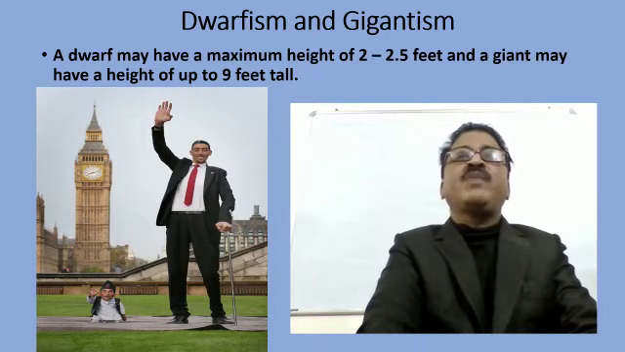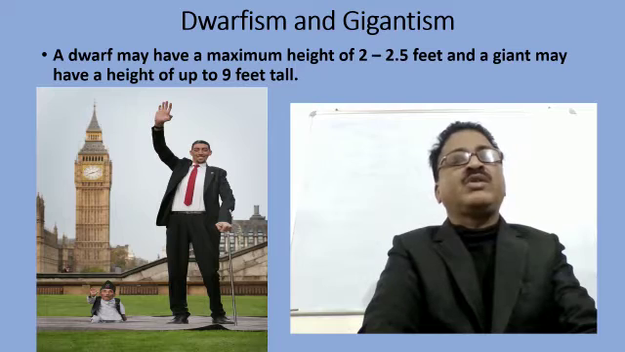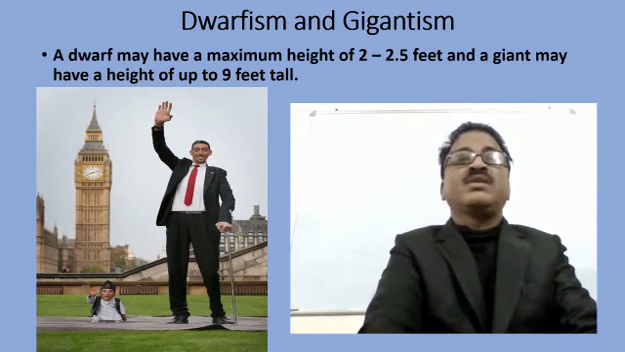A dwarf may have a maximum height of 2 to 2.5 feet when he or she grows to be an adult, and a giant may have a height of up to 9 feet tall. You can see from the photograph a dwarf and a giant man.